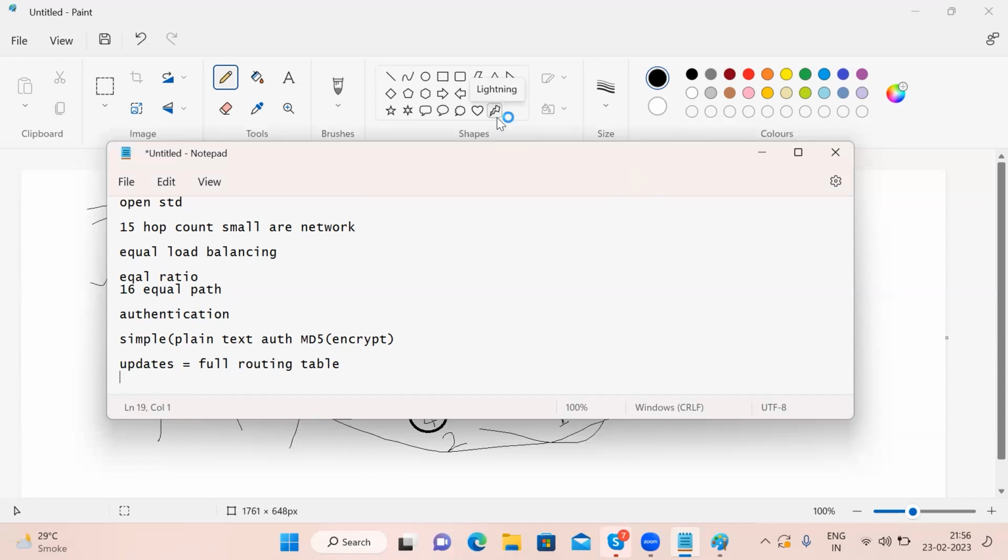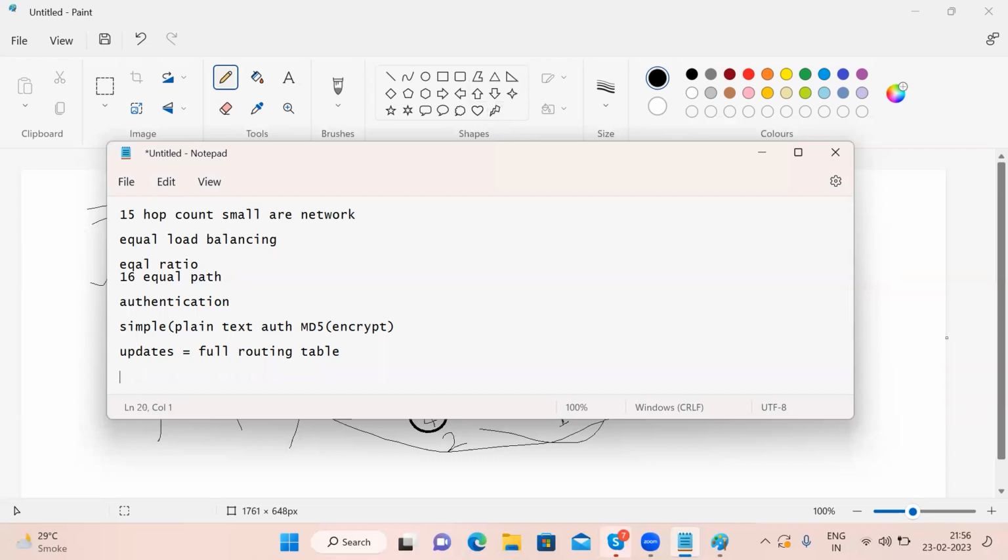What will router 2 do? Router 2 will exchange a complete routing table with router 3 and router 1. Similarly, router 3 will exchange a complete routing table with router 2, and vice versa. But when will it exchange? Every 30 seconds. Updates are exchanged every 30 seconds. That means they have periodic updates.